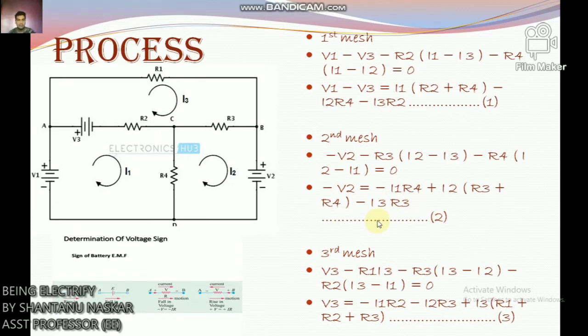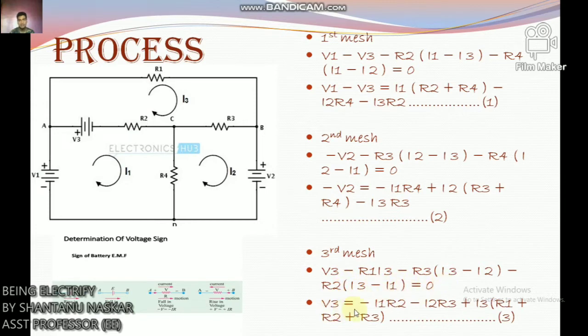Now applying KVL to the third mesh. Look here, starting from here, this is positive V3, and after that minus R1 I3 here, then minus R3 within bracket I3 minus I2, minus R2, which is also a common resistance in both meshes, R2 within bracket I3 minus I1, equals 0.